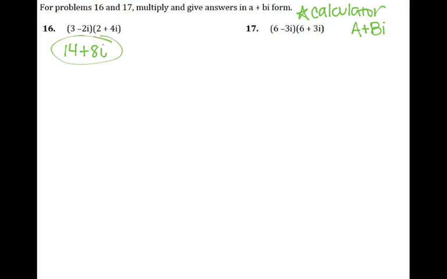And then for the next one, again, I'm just going to type it in. So 6 minus 3i times 6 plus 3i is 45. Now you're more than welcome to multiply these out by hand if you want to. You would still get those same exact answers. If you're going to multiply it by hand, you're just using FOIL or distribution.